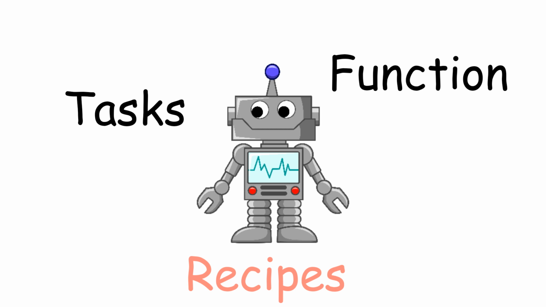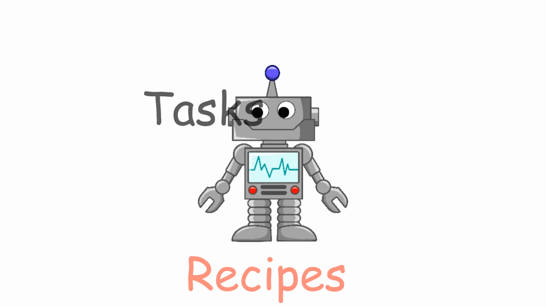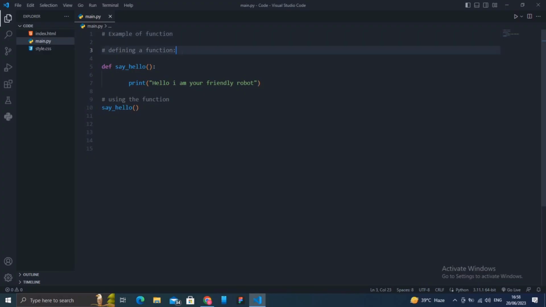Let me show you with the help of a simple example in the Python language. In this example, we have a function called say_hello that makes the robot say a greeting. To define that function, we use the keyword def, which means definition. That is followed by the function name and parentheses, like this: def say_hello.